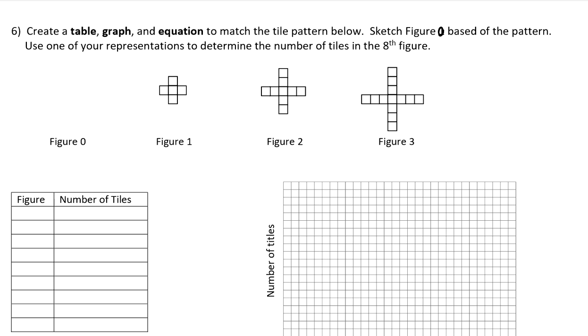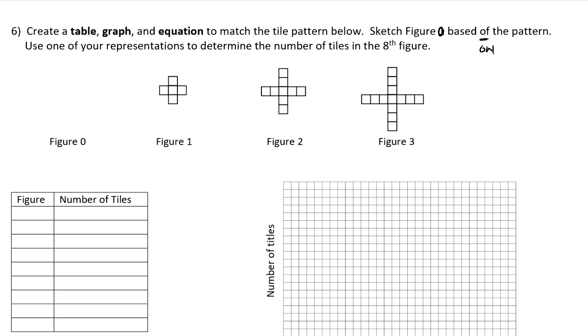So question 6 asks us to create three things: a table, graph, and an equation to match the pattern shown below. Sketch figure 0 based on the pattern. There's two typos there, based on the pattern. Use one of your representations to determine the number of tiles in the eighth figure.